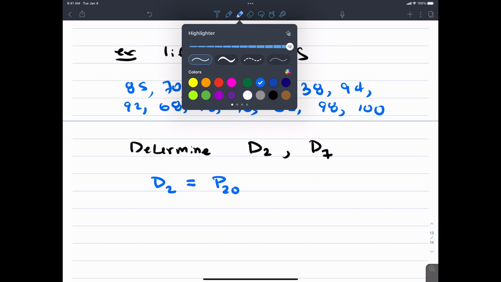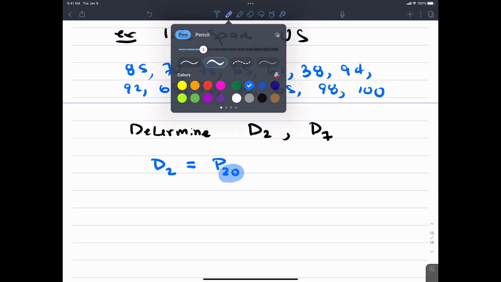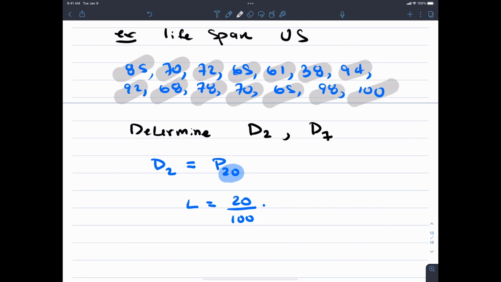And so now this is a percentile question. Okay, how do you guys answer percentile questions? What's the locator? 20 over 100 times, what's the sample size? Is it 48? No. How many data values are here? 1, 2, 3, 4, 5, 6, 7, 8, 9, 10, 11, 12, 13, 14. You guys okay with that?